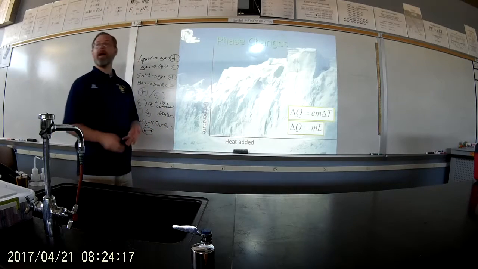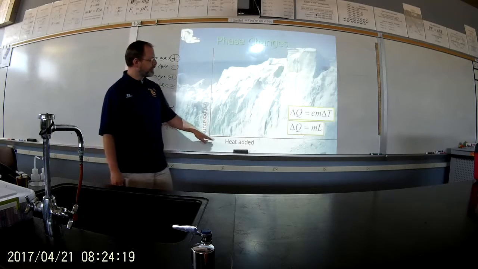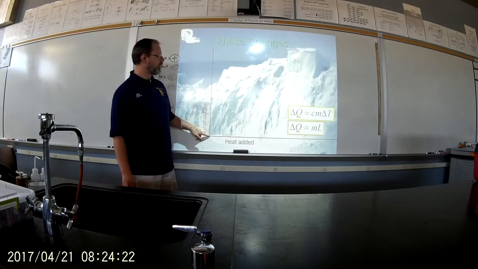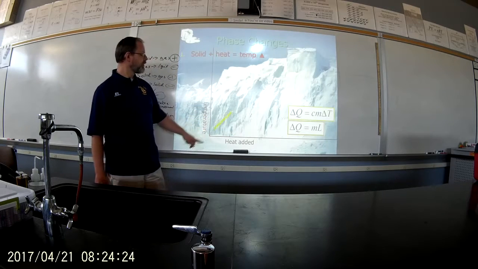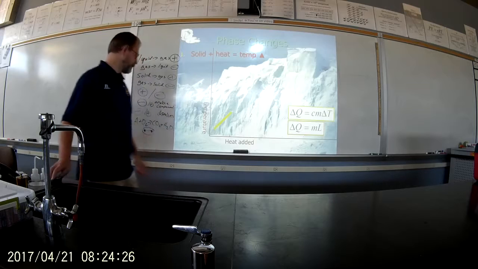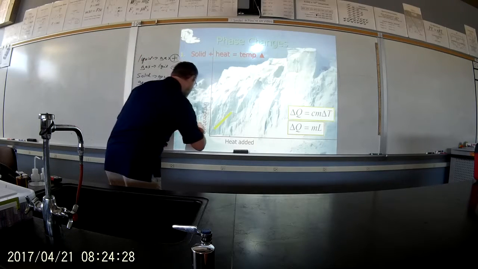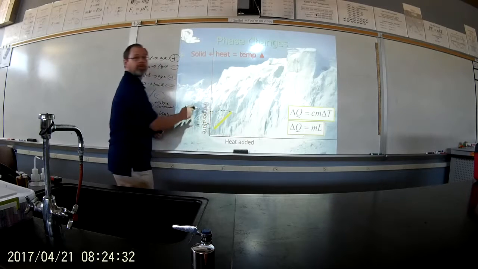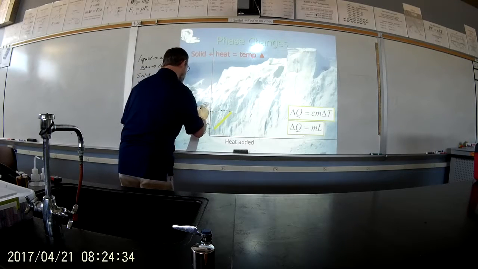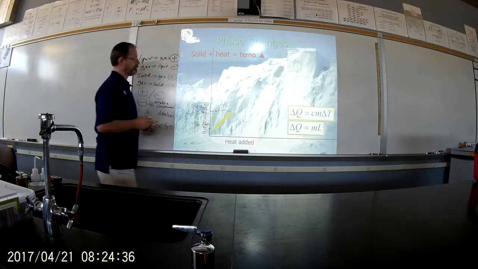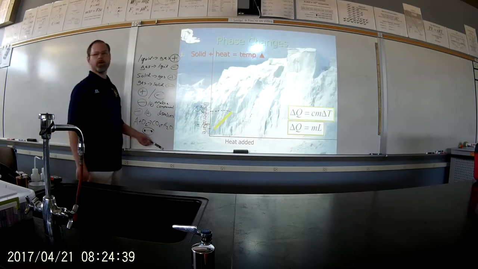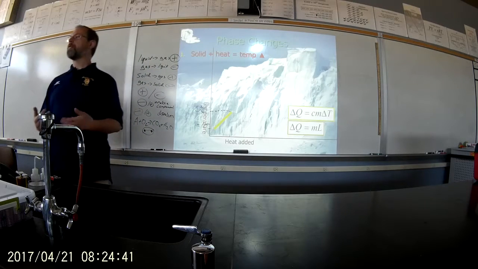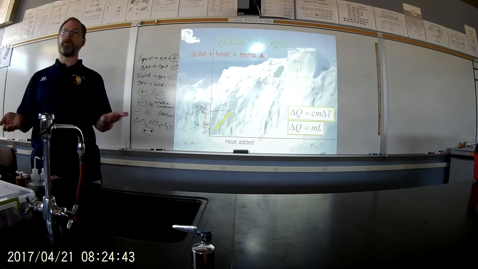So if we were to graph heat added versus temperature, starting down at negative 10, the first line of the graph is going to look like this. So here's negative 10 degrees Celsius. And what's this point up here? 0. Yeah, the melting point of ice, 0 degrees Celsius. So first the ice has to warm up to the melting point.